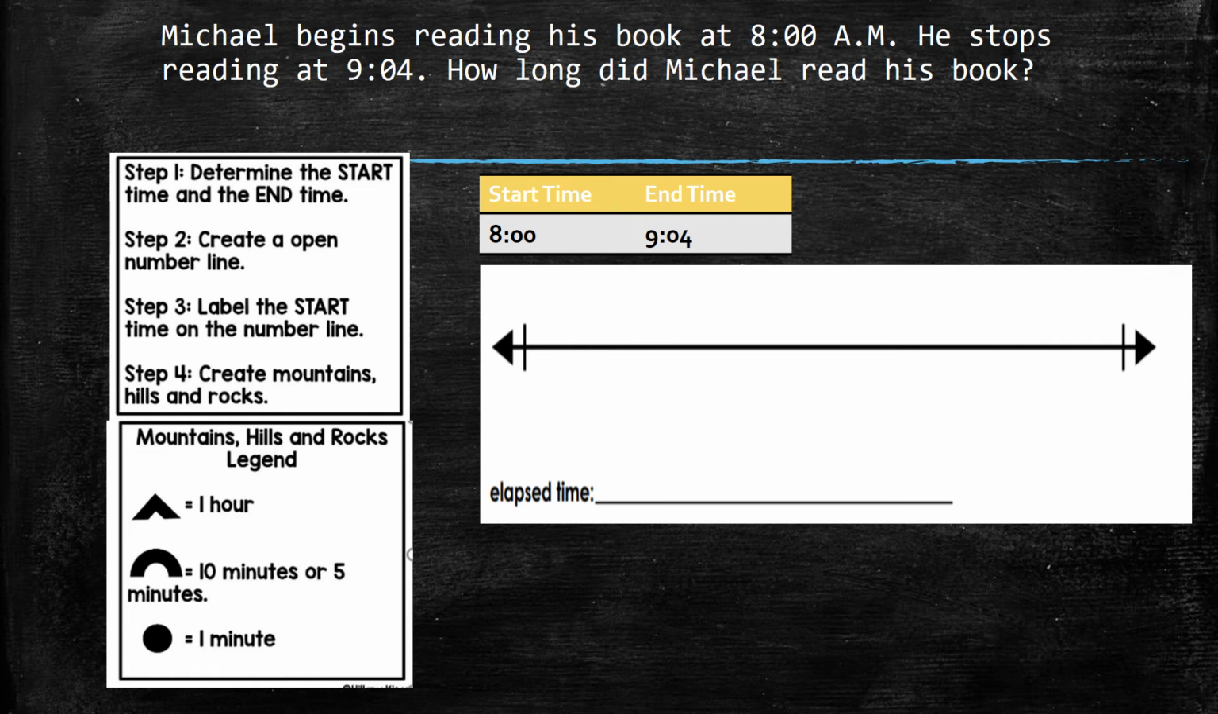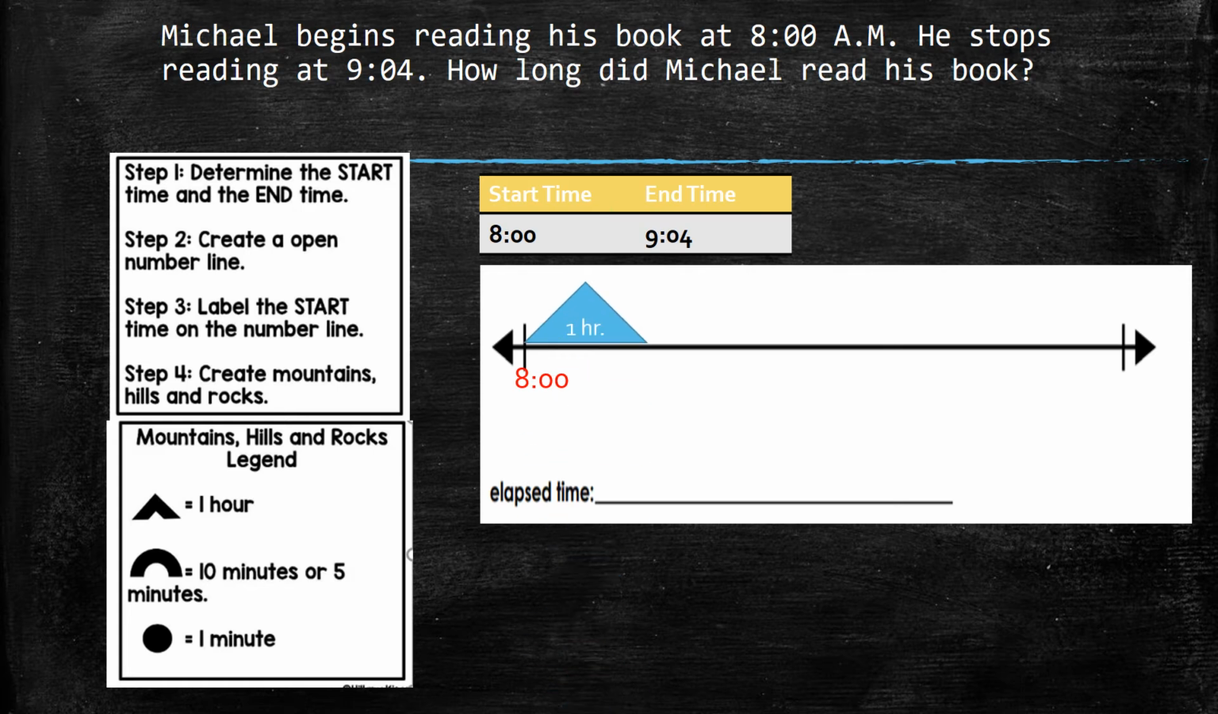Okay, so going back to the event. Michael begins reading his book at 8 a.m. He stops reading at 9:04. How long did it take Michael to read his book? So, step 1, I know my start time and I know my end time. And I have a nice line created for my number line. So I'm going to start with my start time at 8 o'clock. And then I'm going to start creating my mountains and hills and minutes.